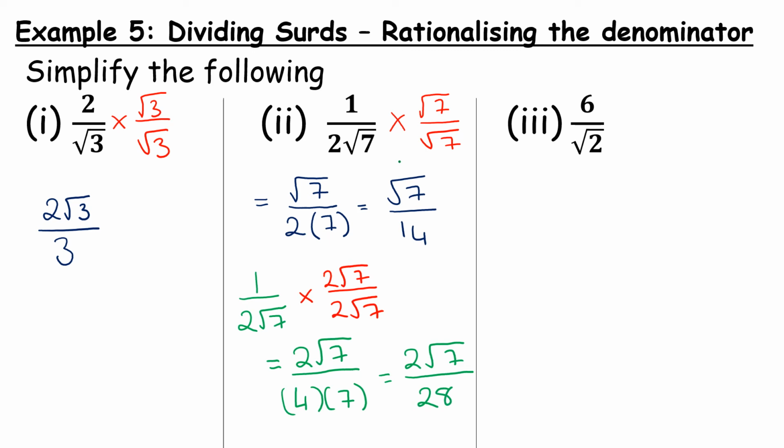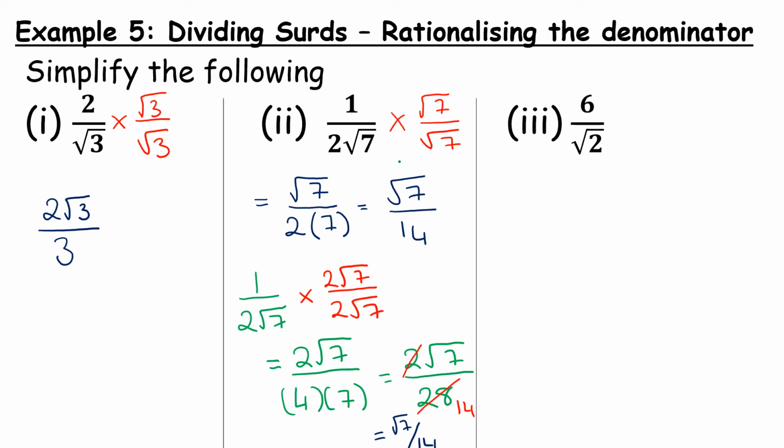Now, it's not the same answer because it can be simplified. So 2 goes into 2 once, and 2 goes into 28 14 times, which leaves us with the same answer, root 7 over 14. So you just need that extra step to simplify if you don't just multiply by the irrational piece.